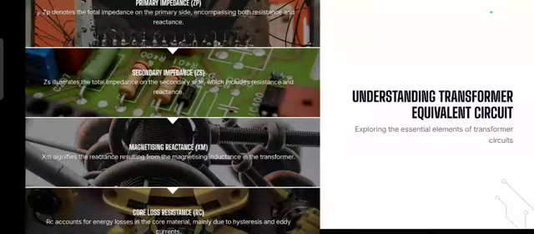Understanding transformer equivalent circuit. Primary impedance. ZP denotes the total impedance on the primary side, encompassing both resistance and reactance. Secondary impedance. ZS illustrates the total impedance on the secondary side, which includes the resistance and the reactance. Magnetizing reactance. XM signifies the reactance resulting from the magnetizing inductance in the transformer. Core loss resistance. RC accounts for the energy losses in the core material, mainly due to hysteresis and eddy currents.